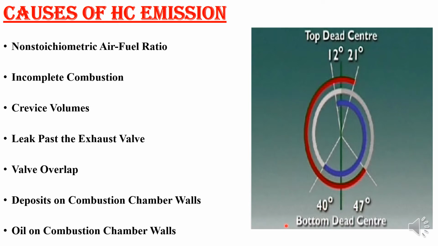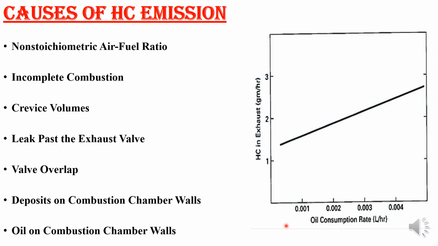Next one is oil on the combustion chamber wall. A very thin layer of oil, that is your lubricating oil, will be deposited on the cylinder wall of an engine, which has to provide lubrication for your moving piston. During the intake and compression stroke, the incoming air and fuel come in contact with this oil film.